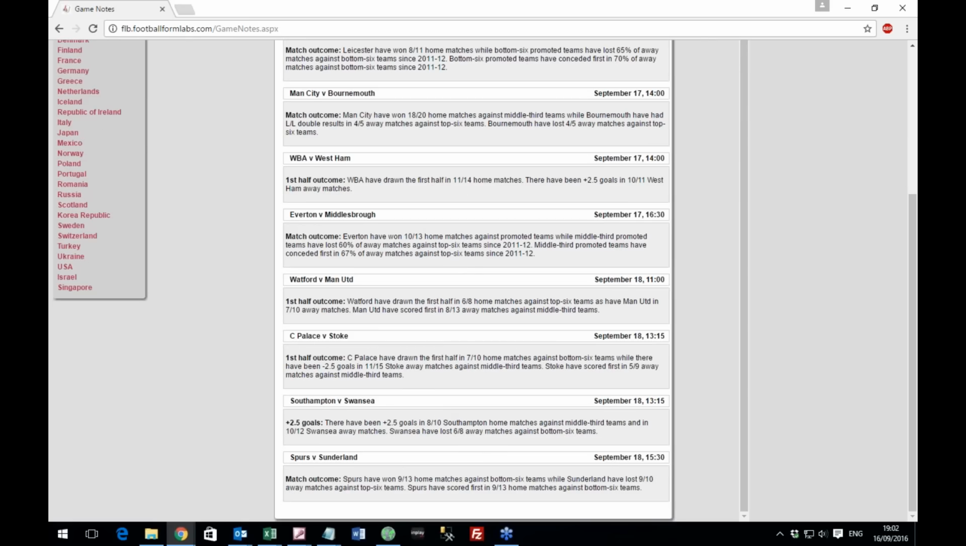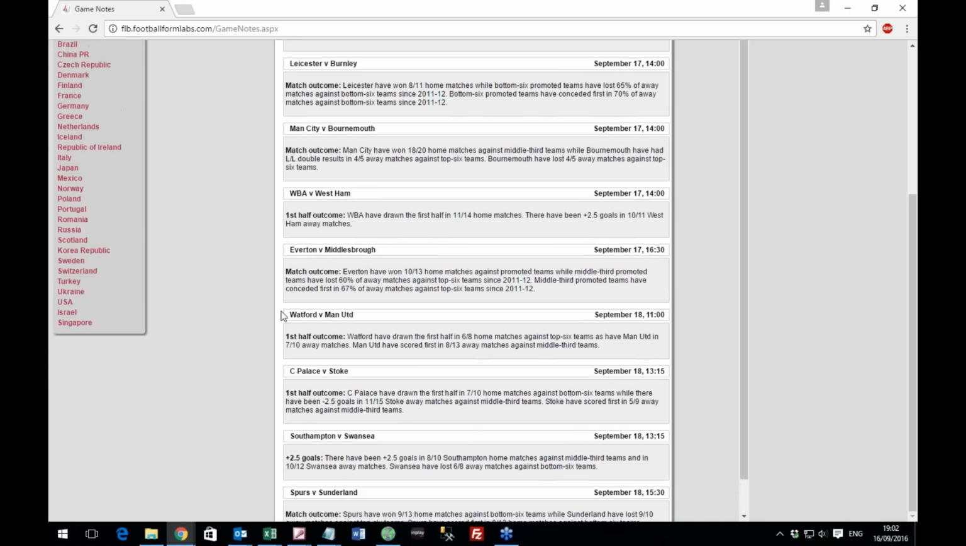A strong one that jumps out here is Southampton-Swansea. Swansea have had over 2.5 goals in 10 of their last 12 away matches. Southampton have had in 8 of their last 10. A quick way to get an idea of the match before we see it.